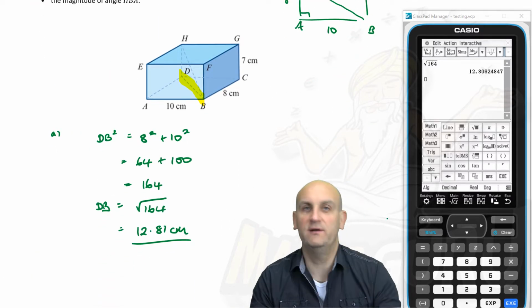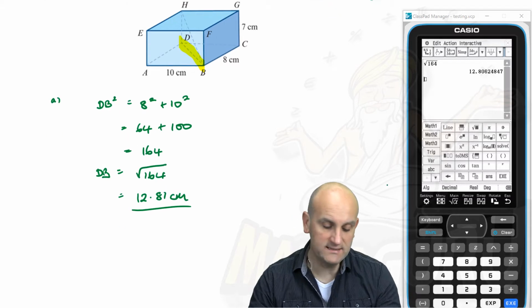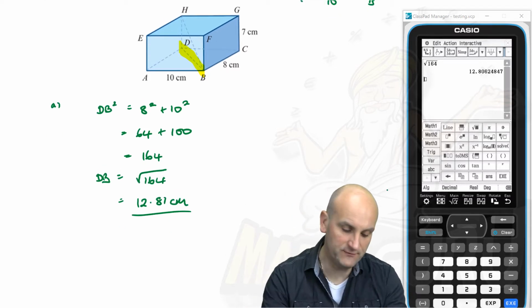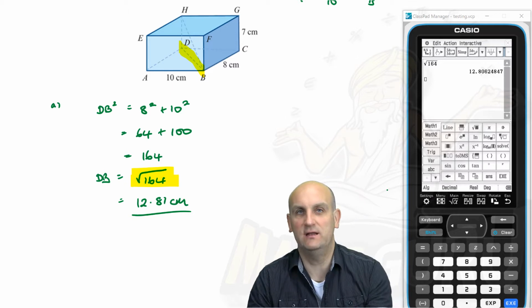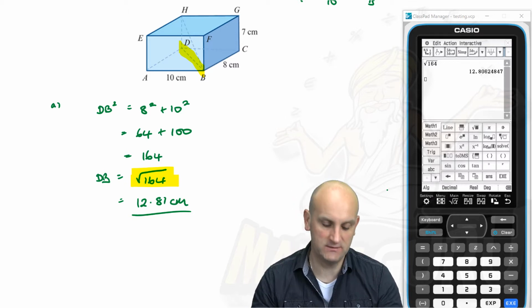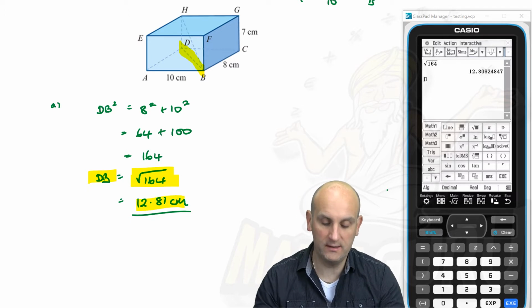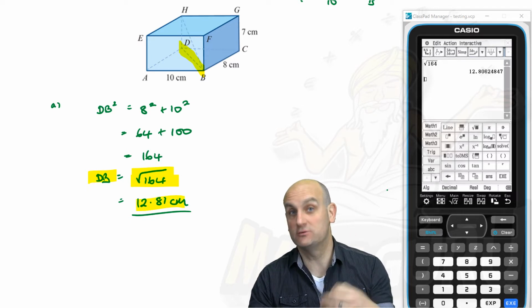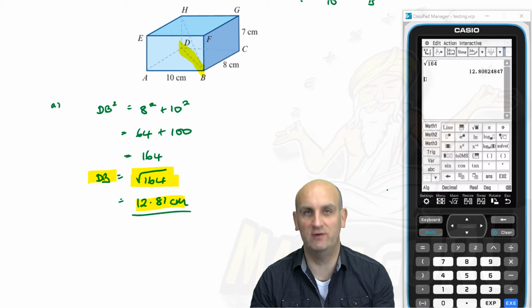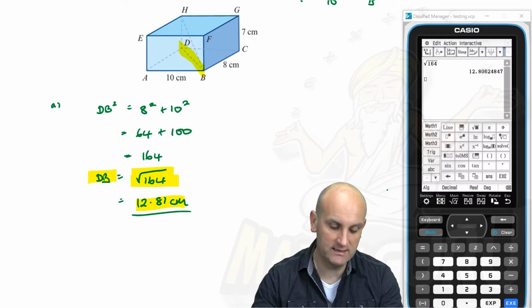So I'm going to round all my values at the moment to 2 decimal places. Why is this going to be important to me? Well, this value here, the square root of 164, is what we call an exact value. And I can use that in later parts of the diagram if anyone tells me to find DB. What I wouldn't want to be doing is using my rounded value, because rounded values start to introduce rounding errors. That is not a good idea.